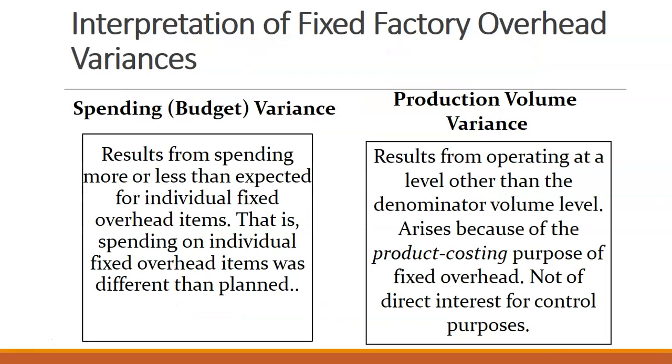Why would we have variances in overhead? So our spending budget variance comes from spending more or less than expected. So the spending on individual fixed overhead items was different than we had originally planned for whatever reason. The volume variance is caused specifically because we made a different volume than budgeted. In this example, we budgeted for 1,000 units and we actually manufactured 780 units.